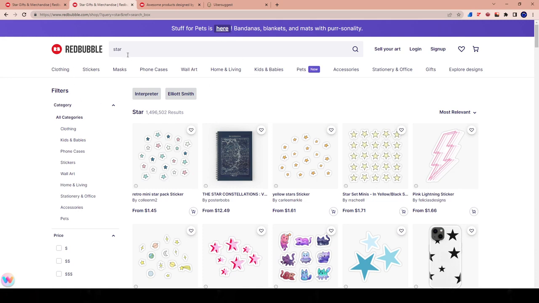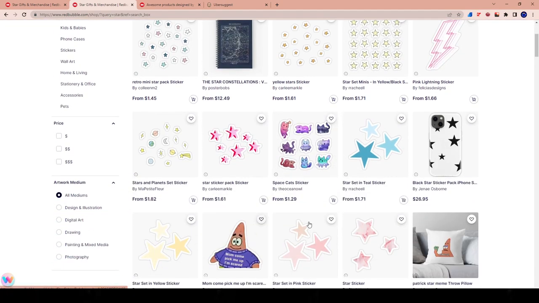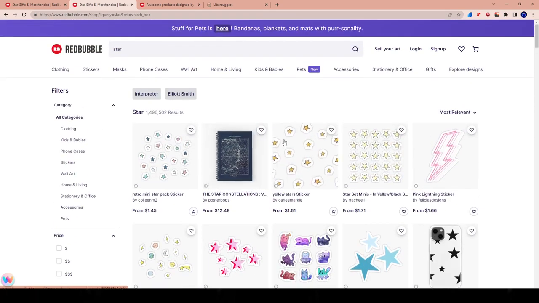Imagine if I search for the keyword star, and I'm genuinely looking for a star design. And let's just say in the keyword star, I see 1.5 million results of just trees. Trees. I'm not going to make a purchase because I'm not interested in trees. I'm interested in a star t-shirt or a star sticker or a star whatever, right?